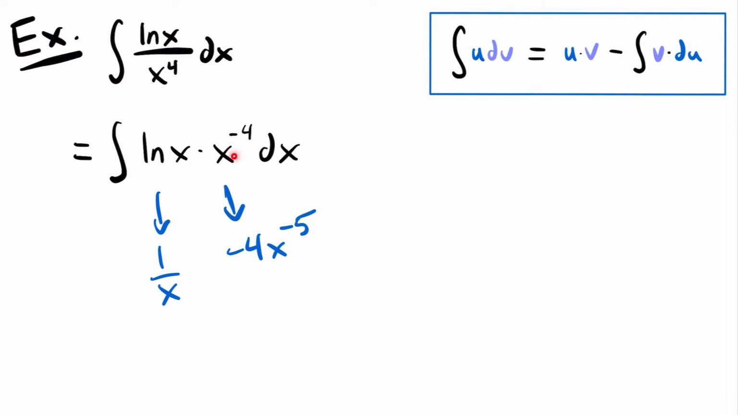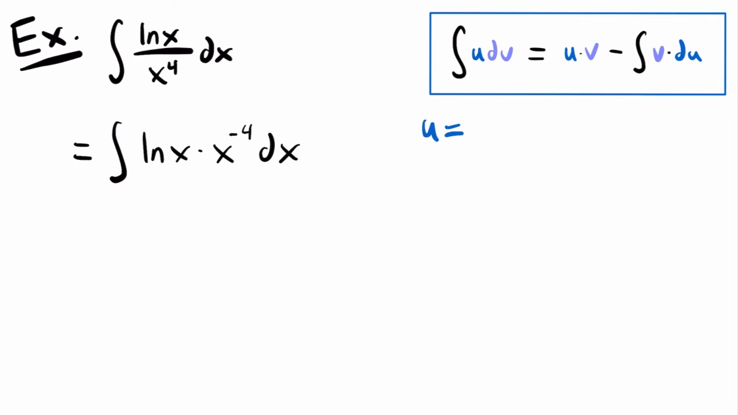And so looking at these two functions, we know how to integrate an algebraic function like x to the negative 4th power, but we don't really know how to integrate the natural log, right? We don't have an easy rule to integrate that function. And so because of that, it's going to be preferable that we set the natural log of x equal to u, so that dv will be a function that we can integrate. And so let's do that.